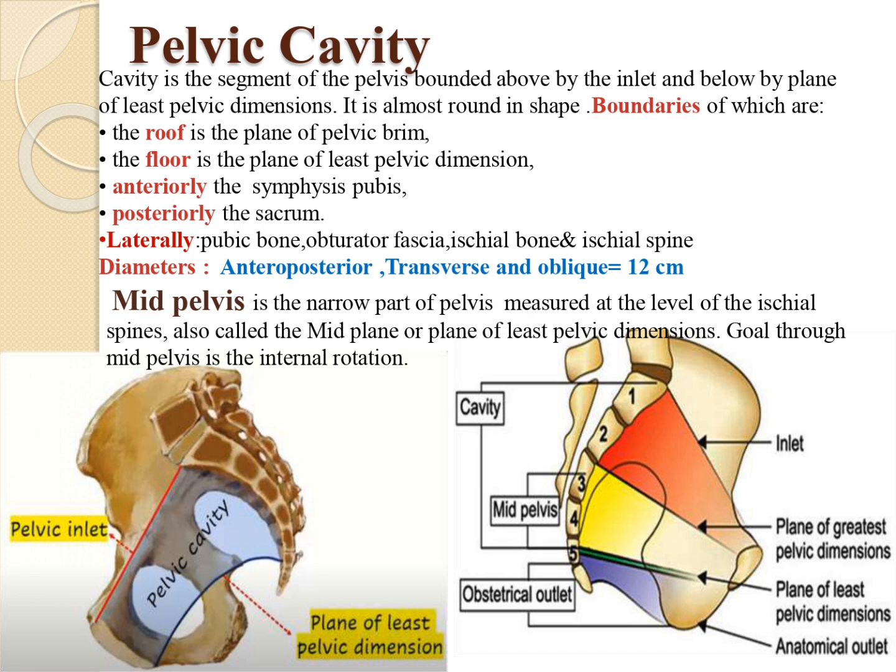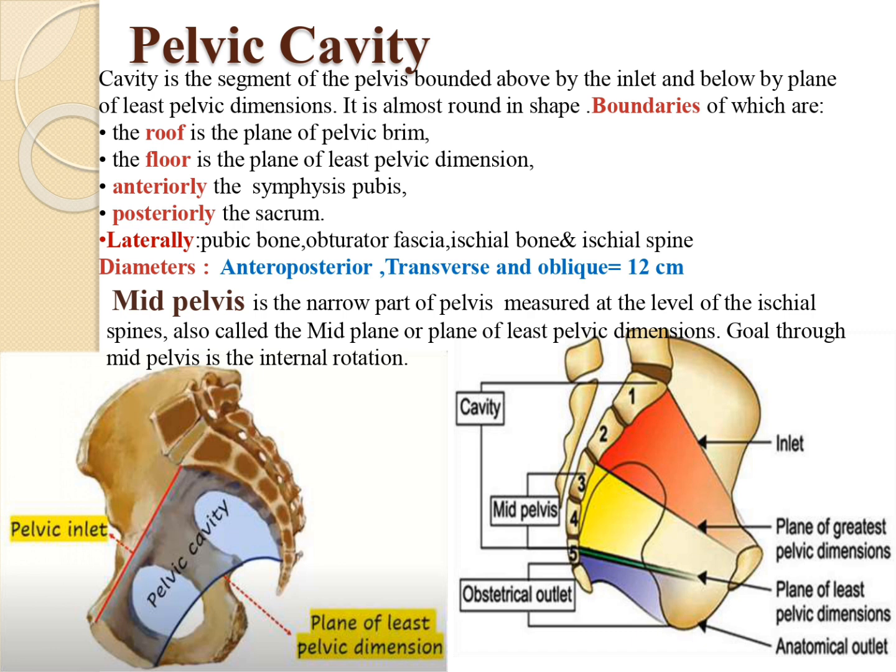Anteriorly, it is bounded by the pubic symphysis. Posteriorly, it is bounded by the sacrum. Laterally, it is bounded by the pubic bone, obturator fascia, ischial bone, and ischial spines. Diameters of the pelvic cavity: the anteroposterior, transverse, and oblique diameters are all 12 cm.